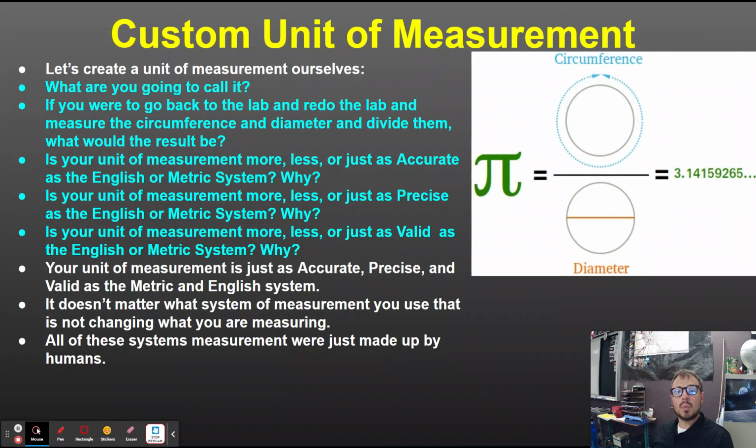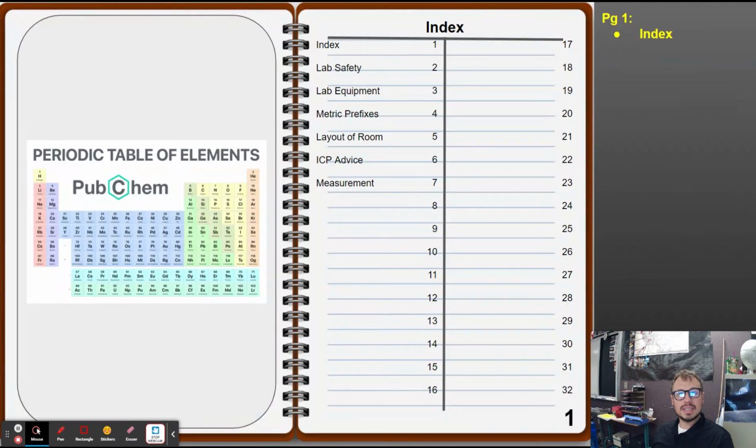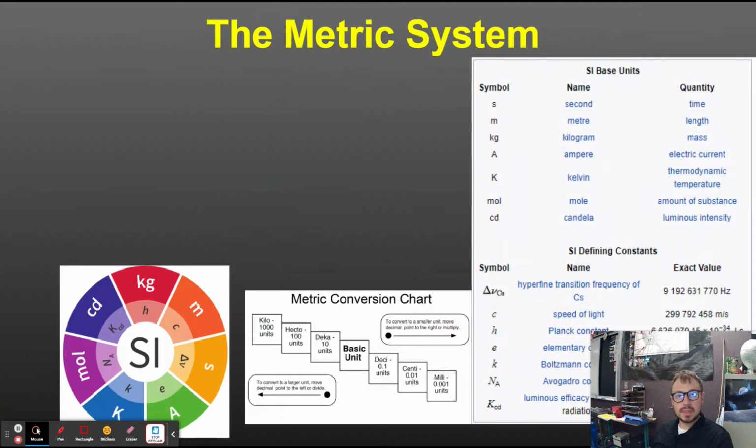But we're going to go over why we use the metric system in this class. Everything we did in the notebook was going to go on page 7 today. So this is what your table of contents or that index should look like. And everything, once you flip over, should be on this side. Remember, we write everything on the same side on page 7.